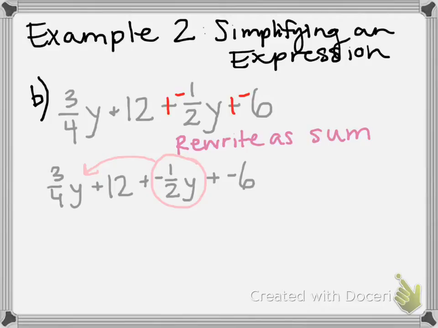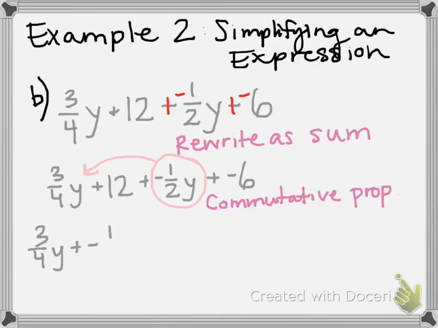But before I do that, I want to take note of what I'm doing here. And that is, please write this, commutative prop. Since we know what it is, we can abbreviate that. Okay, let's go ahead and rewrite that. 3/4 y plus negative, yes, please do not forget the negative, negative 1/2 y. Then I'm going to rewrite the rest of the problem so I don't forget it. Plus 12 plus negative 6. Is everyone with me?